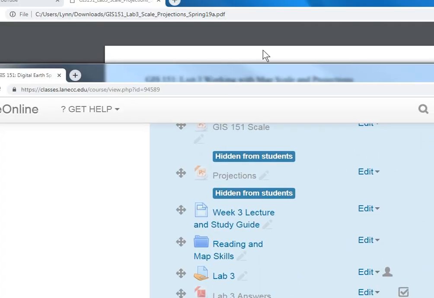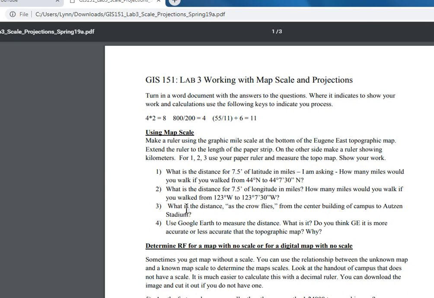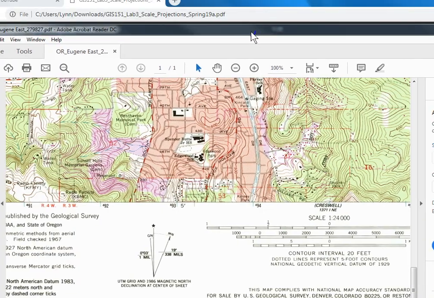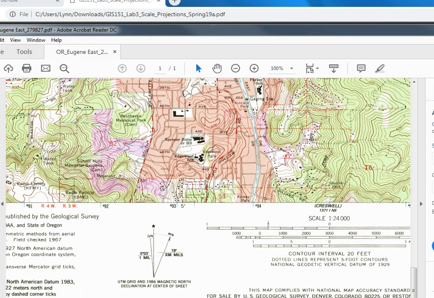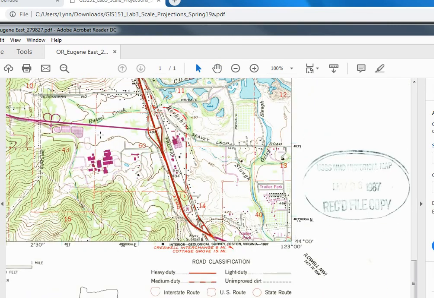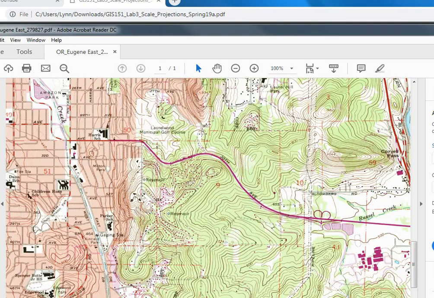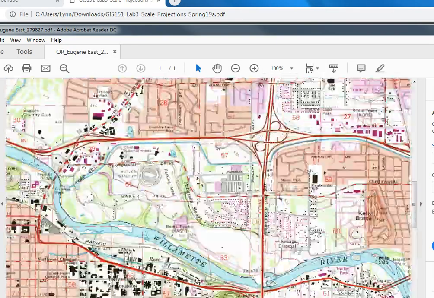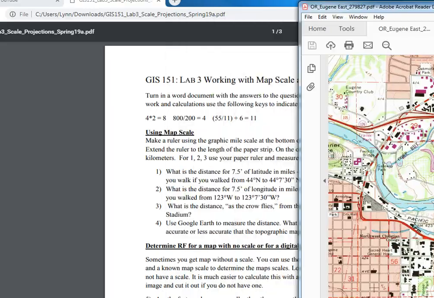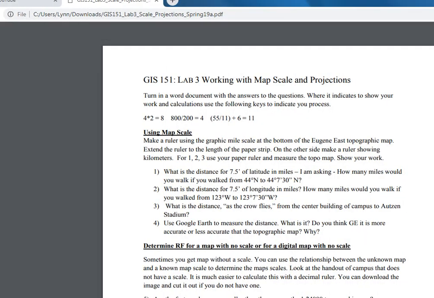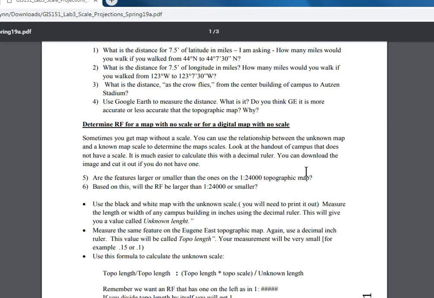The second task then is to measure the distance as the crow flies from the center of campus to Autzen. And so here is the center building on campus. If you haven't watched the videos, I do talk about that. And then Autzen is pretty definitive here. As the crow flies is an idiom that just means in a straight line, not taking any account for hills or different roads.